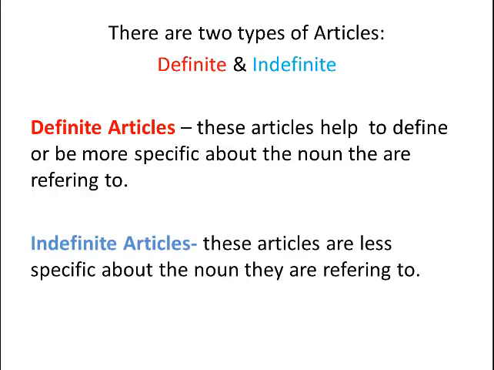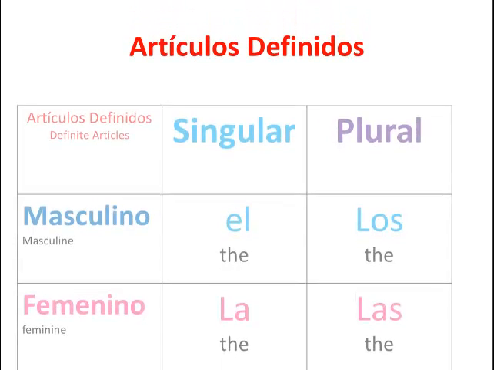And indefinite articles are the opposite. These are articles that are less specific about the noun they're referring to. So, you've got definite, you're more specific about the noun that you're referring to, and you've got indefinite. Okay, you are less specific about the noun that you're referring to. And we'll see that in just a second. Okay, so let's look at artículos definidos and what they are.